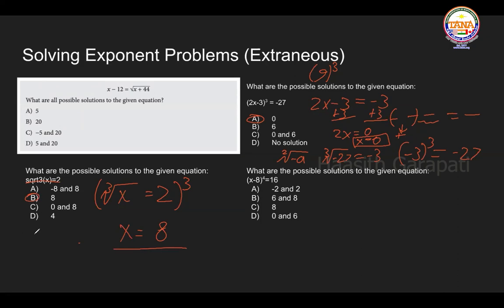Now, just in case you wanted to check whether or not -8 works, the cube root of -8 is going to be equal to -2, which is obviously not equal to 2. So that's why -8 won't work here. So remember this: odd roots are situations where you can carry the signs over, but even roots are ones where you cannot really carry over the signs.